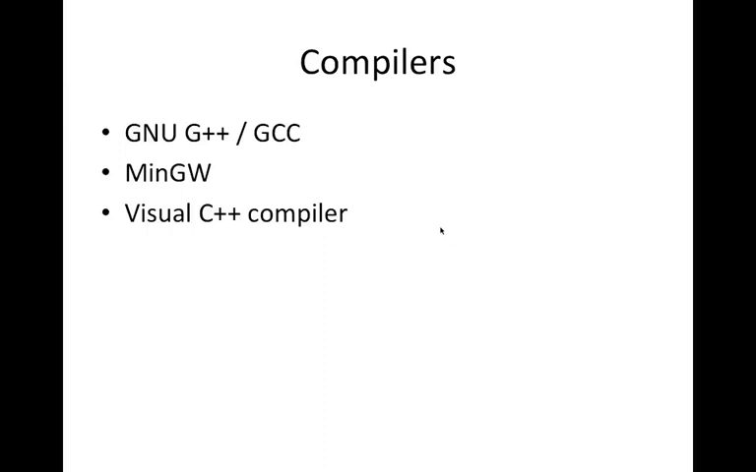GCC was originally designed for compiling a computer language called C. And later on, extensions were added to C to create C++. And then extensions were built into GCC to create G++. So now they're the same program. You use GCC to compile C++ programs as well as C.